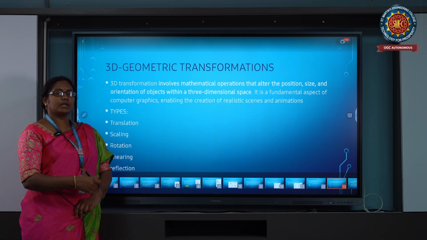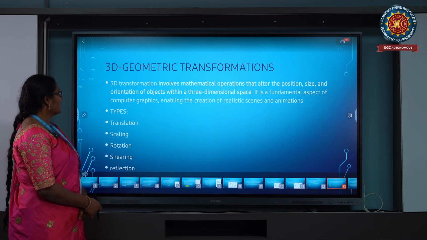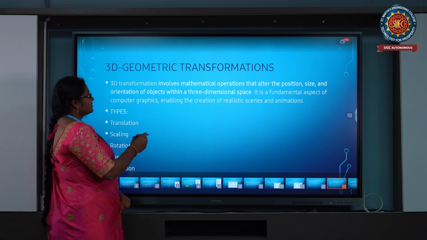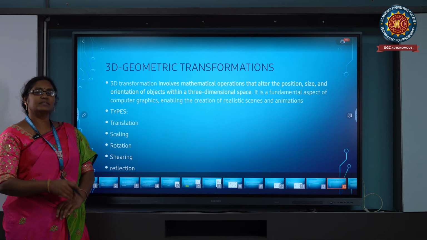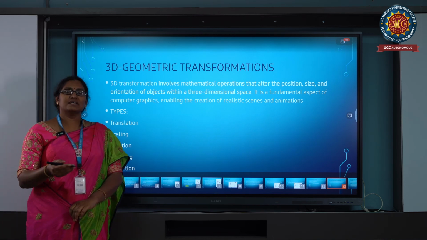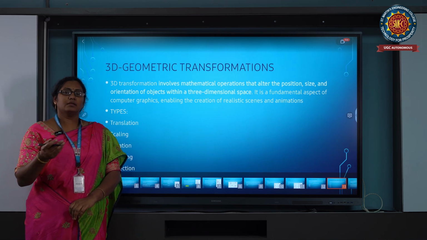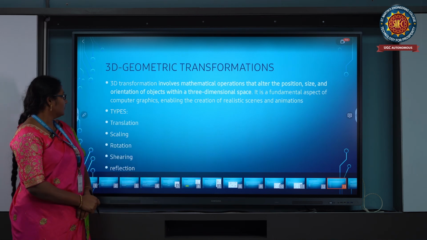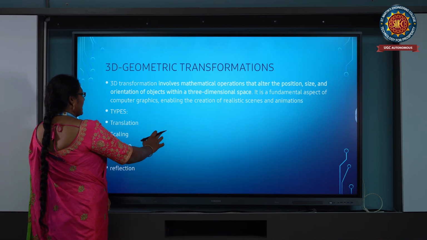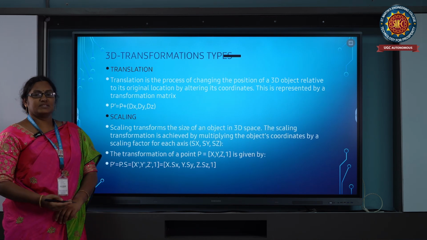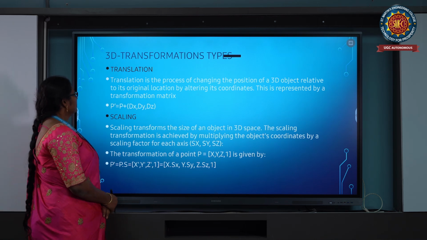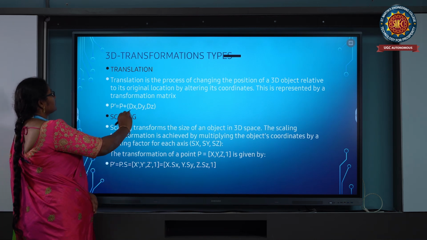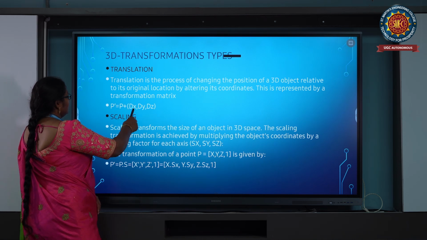Now in 3D also, the same basic transformations you can apply to 3D objects. So 3D transformation involves mathematical operations. With those mathematical operations you can change the size, position and orientation of the object. So the main aspect of computer graphics is that you can create realistic images. Next, in 3D transformations also, translation, scaling.